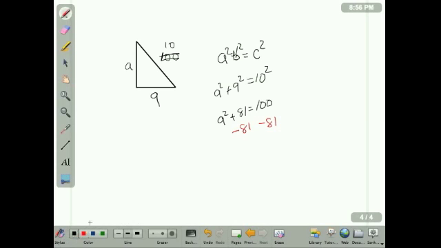And we're left with a squared is equal to 100 minus 81. It becomes 19. A is now equal to, we find the square root of both of those. We know that the square root cancels out a square, and I'm left with a is equal to the square root of 19. That's my answer.